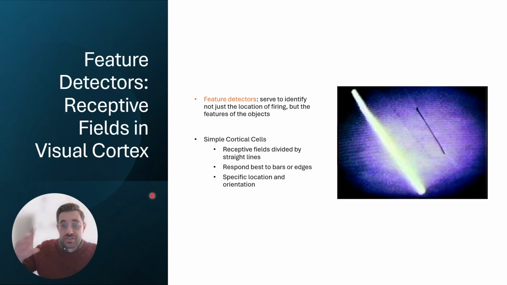As I mentioned, we don't just identify locations of light, but we're also going to detect features, including certain angles. I'll show you a brief video here of what Hubel and Wiesel discovered with cats. What you're going to hear is a bunch of clicking noises. The clicking are action potentials, and those action potentials are going to fire when this light crosses a certain space at a certain angle.